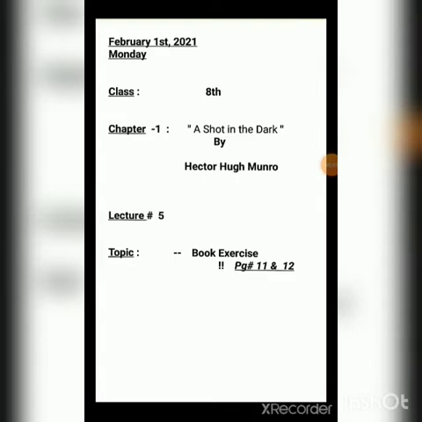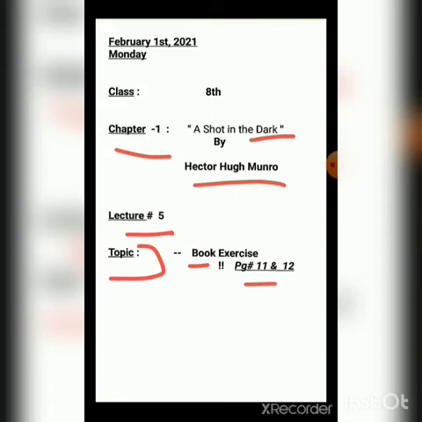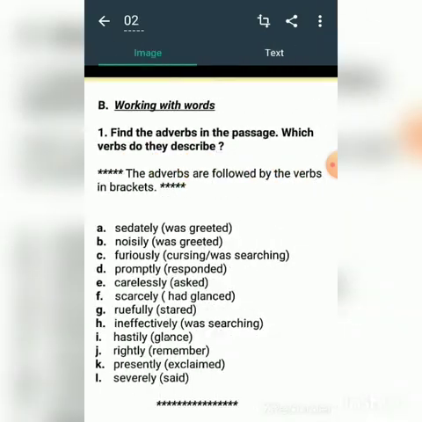Alright guys, so today, as you know, we are doing chapter number 1, Shot in the Dark by Hector Hugh Monroe, and this is lecture number 5. The topic of today's lecture is the book exercise. ठीक है, आज हम दो book के pages करेंगे, that is on page number 11 and 12. ठीक है, now moving on to the next page.